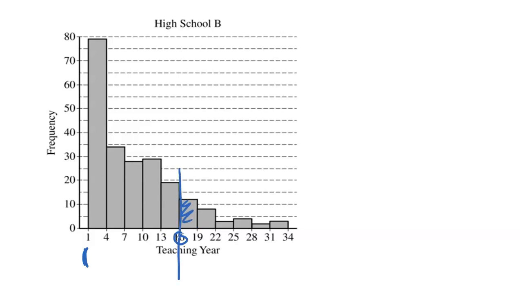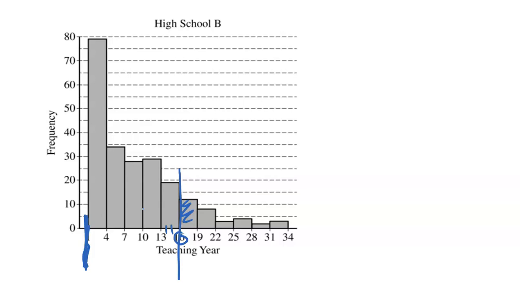So basically, I'm looking from the very beginning: 1, 2, 3, 4, 5, 6, 7, 8, 9, 10, 11, 12, 13, 14, 15. Again, this bin ends at 15. It does not include 16. So I'm going to count how many total teachers are in those first 5 bins, because those teachers would all be, again, within 1 standard deviation of the mean.